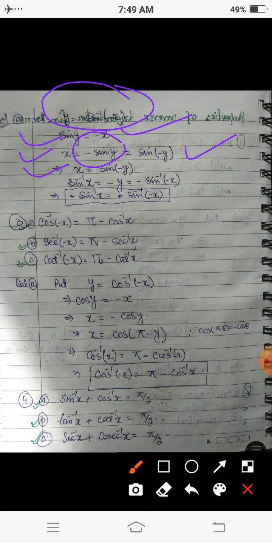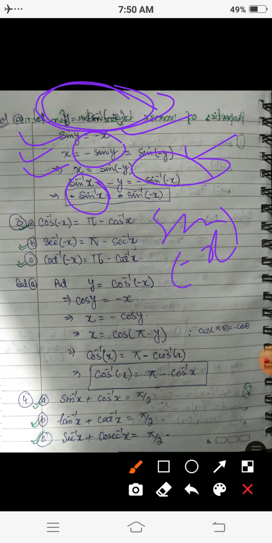Or we can simply say that sine inverse of x is minus y. But y is sine inverse of minus x, which implies that minus y is minus sine inverse of minus x. Transferring the terms on both sides, it is sine inverse of x is minus sine inverse of minus x. That is, sine inverse of minus x is minus sine inverse of x.